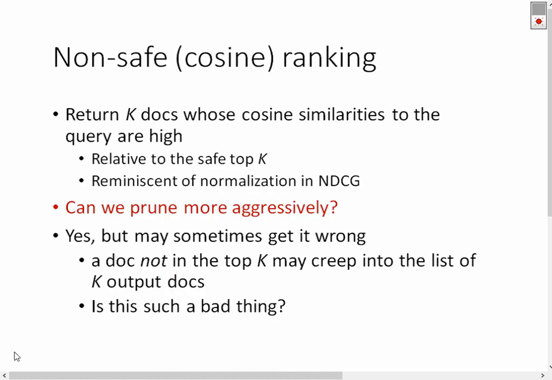So, looking at what we're trying to do, we're trying to return some k number of documents whose cosine similarities to the query are very high. So we want to get the ones that tend to be more related to the query terms. For example, if our query terms were home mortgage, we would want documents returned that are really related to home mortgages, right?